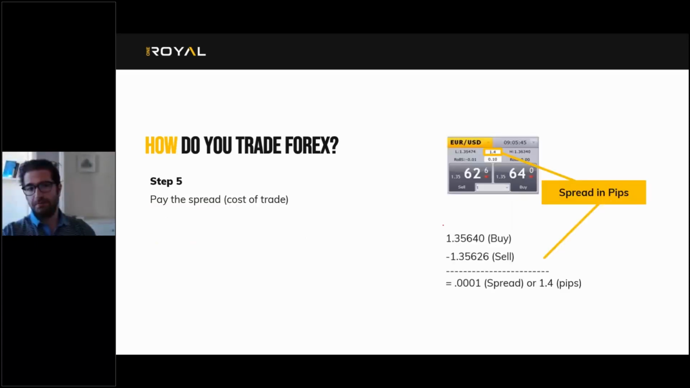Step 5, you should pay the spread. So there is a fee that you should pay to your broker, which is the difference between the bid and ask, or the sell and buy. Here, if we look at the image to the right, we can see sell and buy, or bid and ask. The difference between them is 1.4 pips. So you should pay this amount to your broker whenever you execute a trade.